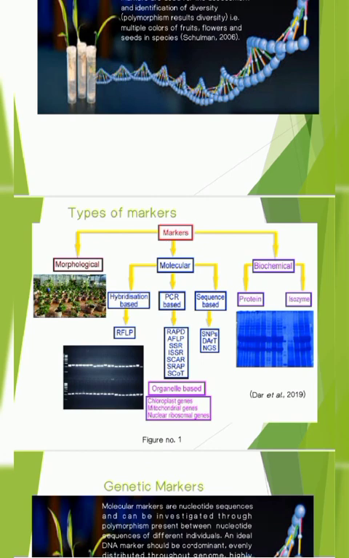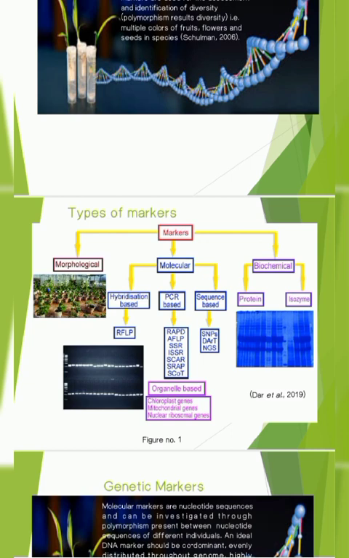Morphological markers are based on diversity for our traits, do not need lab study, are affected by the environment, and require a proper stage and time to study. The second one is molecular markers. They are also called DNA markers and genetic markers.